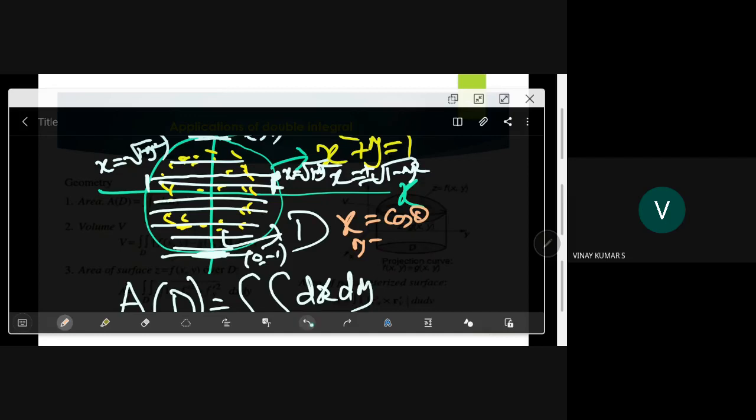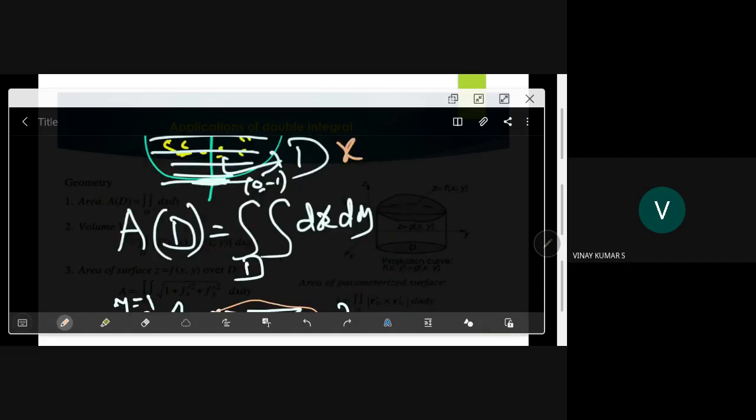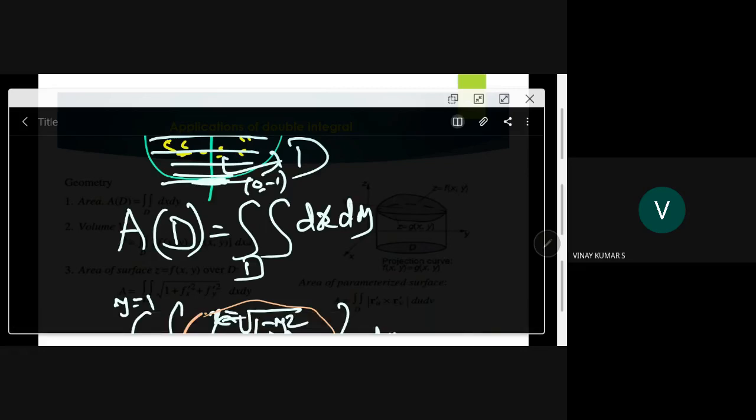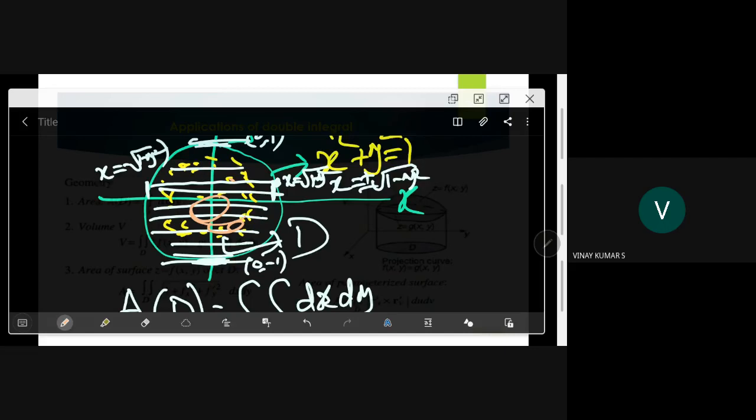So where is your xy? Where are you? Where are we? That is the question here. We are inside the circle. Please remember, we are here, somewhere here. When we are somewhere there, I can be here, I can be here, I can be here.